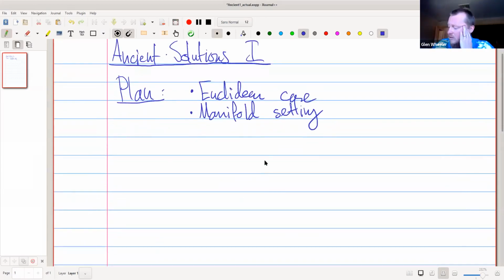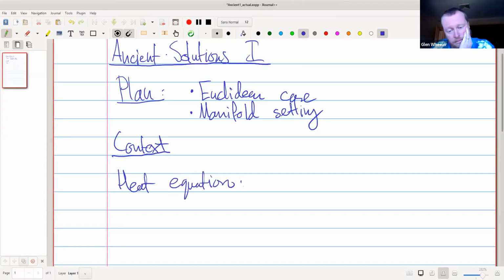Okay, so first some context. We're talking about the heat equation. Let me write it down: d/dt of an unknown function u equals the Laplacian of u. And here we're in R^n. We're interested specifically in ancient solutions, like it says up here.